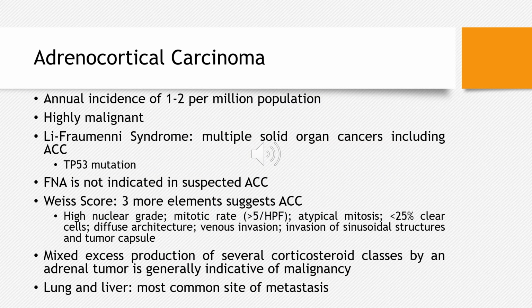Adrenocortical carcinoma, or ACC, is a rare malignancy with an annual incidence of 1 to 2 per million population. ACC is generally considered a highly malignant tumor. Somatic mutations in the tumor suppressor gene TP53 are found in 25% of apparently sporadic ACC. Germline TP53 mutations are the cause of the Li-Fraumeni syndrome, associated with multiple solid organ cancers including ACC.